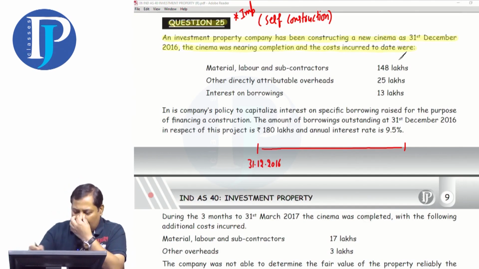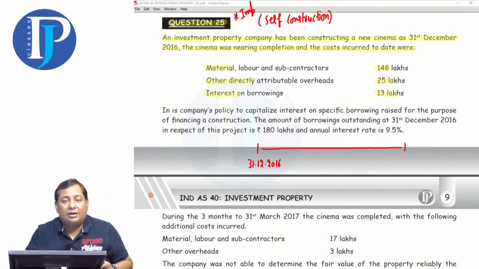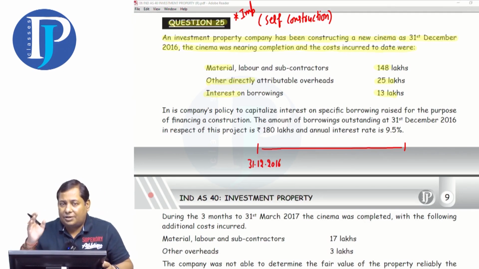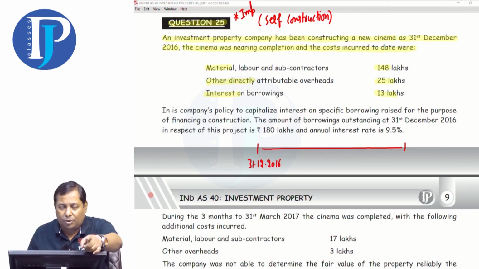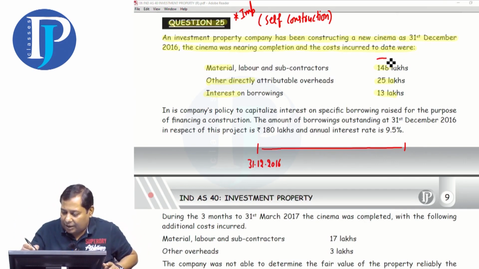Let's see further. They are telling you the cost calculation. The material costs so much. Then other direct overheads cost this much. Interest on borrowing is this much. I had explained a point in class. At the time of self-construction, Ind AS 23 allows you a capitalization on the interest. Do you all remember it? Only if you have taken a loan for construction. When construction is complete, interest will be listed in the P&L going forward. Check your notebooks for this point in the case of self-construction. So I will also capitalize the interest.